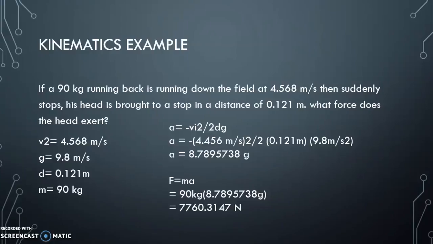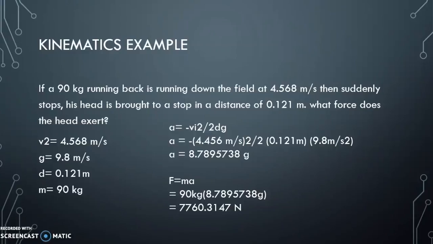And we can start substituting these given values into the kinematics equation so that we are able to calculate the value of the acceleration in g units. As shown right here, a equals negative Vi squared over 2dg, and the acceleration comes to 8.789.